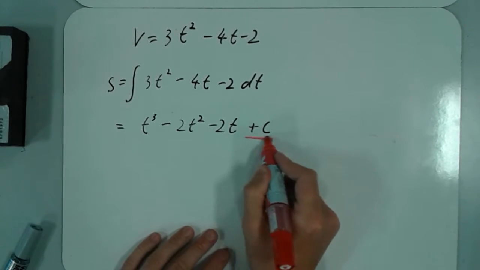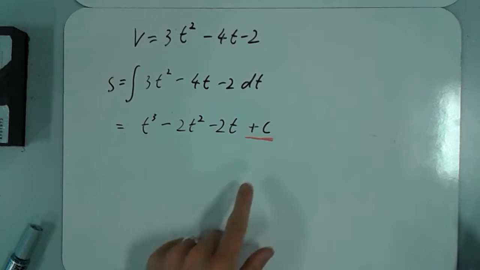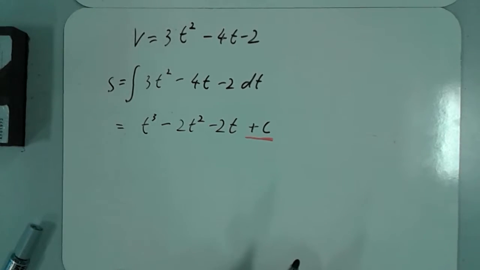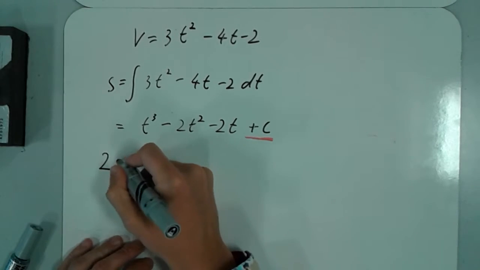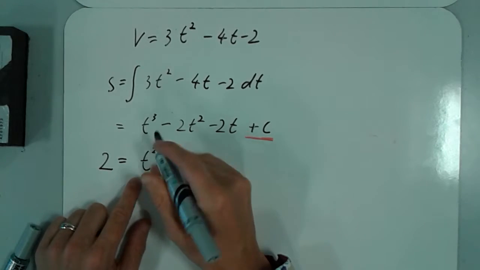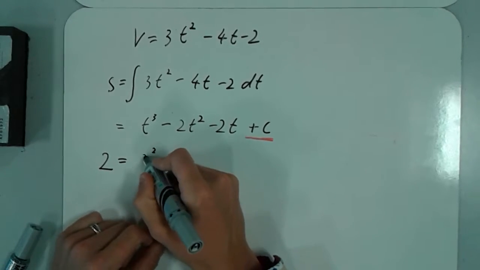This is of paramount importance. There may have been some initial displacement, some constant that we need to add on to this formula. We don't know what it is yet. However, we were told that at time t equals 2, the displacement is 2. So we know that the displacement is 2 when time is 2. So we can replace all of our t's with 2.